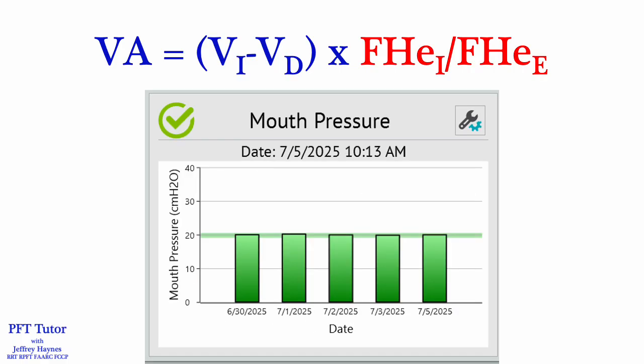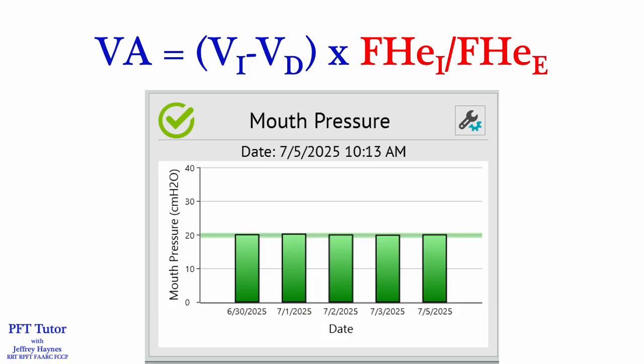Let's move on to the other side of the equation and look at the measurement of the tracer gases. If you had a leak in the system and the helium was leaking out of the system, this could cause an abnormally high alveolar volume. So what we did here was a mouth pressure calibration.